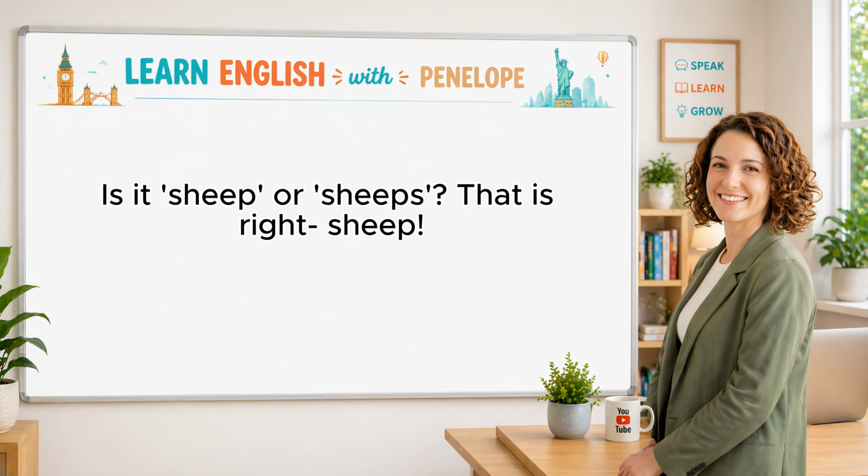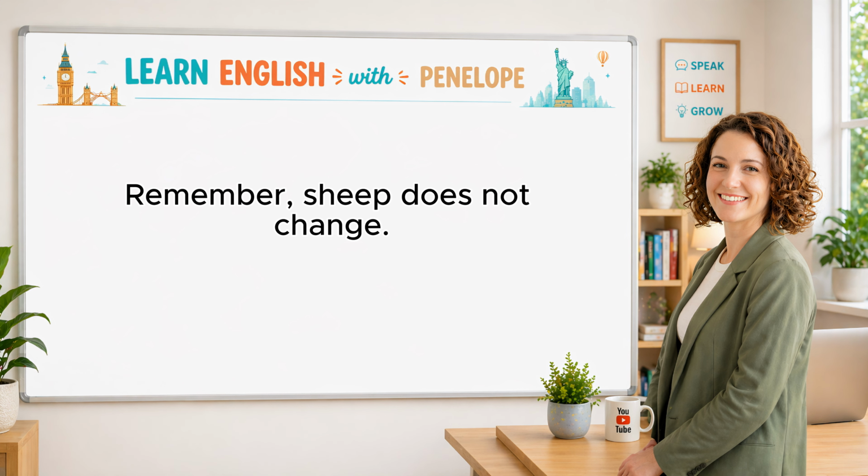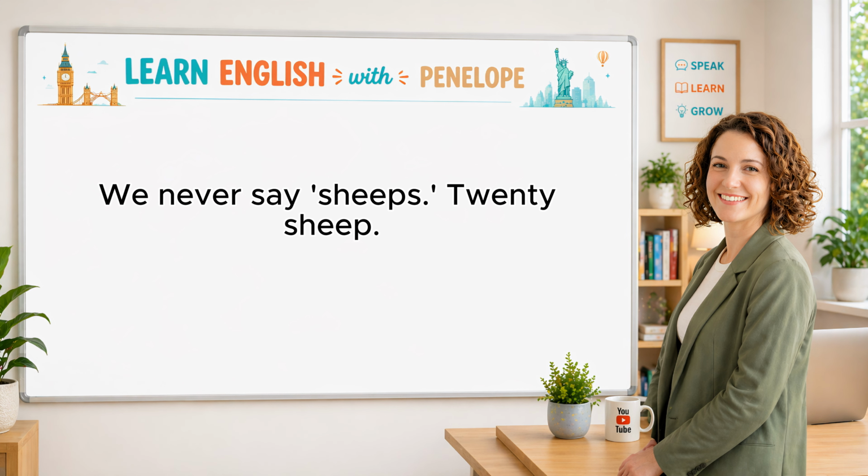Sentence 5. The farmer has 20 blank on his farm. Is it sheep or sheeps? That is right, sheep. Remember, sheep does not change. We never say sheeps. 20 sheep.